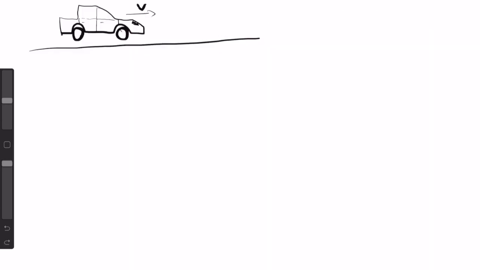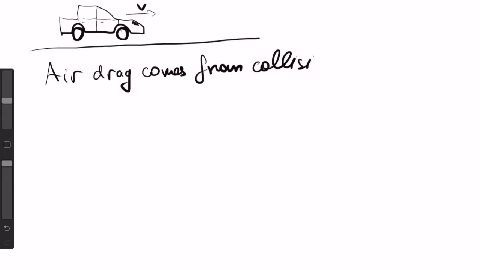So here is our setup. We have some kind of car that moves along a road at speed V. And air resistance is basically coming from the fact that the car collides with air particles. So air drag comes from collisions with air particles.